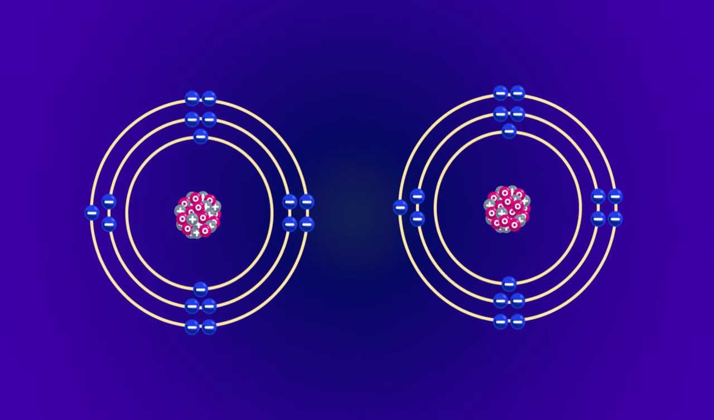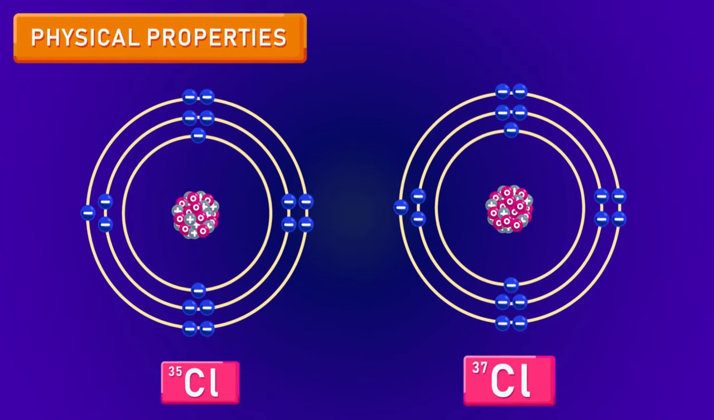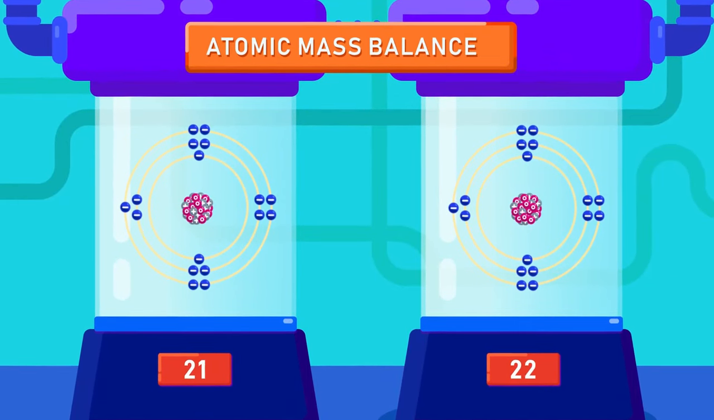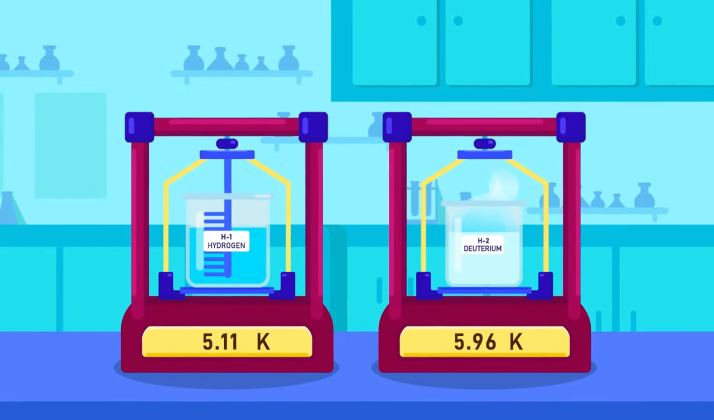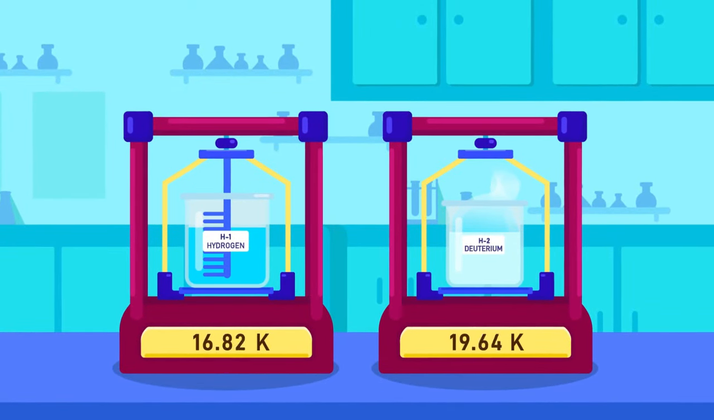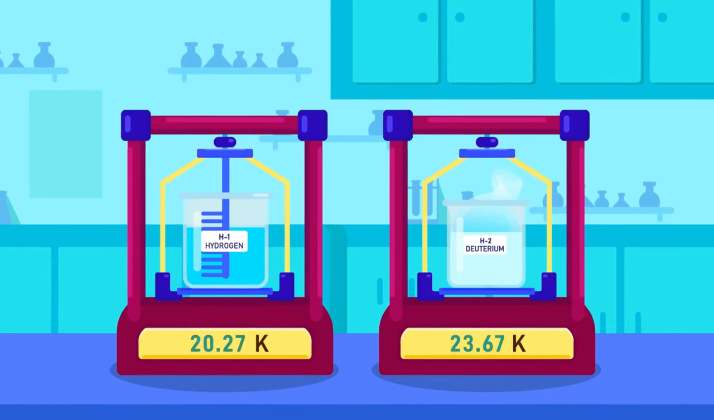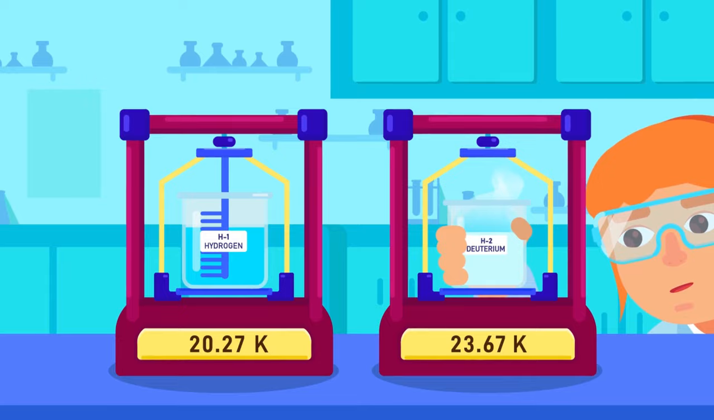On the other hand, the physical properties are affected by mass, and because isotopes have different masses, their physical properties are also different. An example of this is that hydrogen-2, or deuterium, has a slightly higher boiling point and density than hydrogen-1. Uses of isotopes.